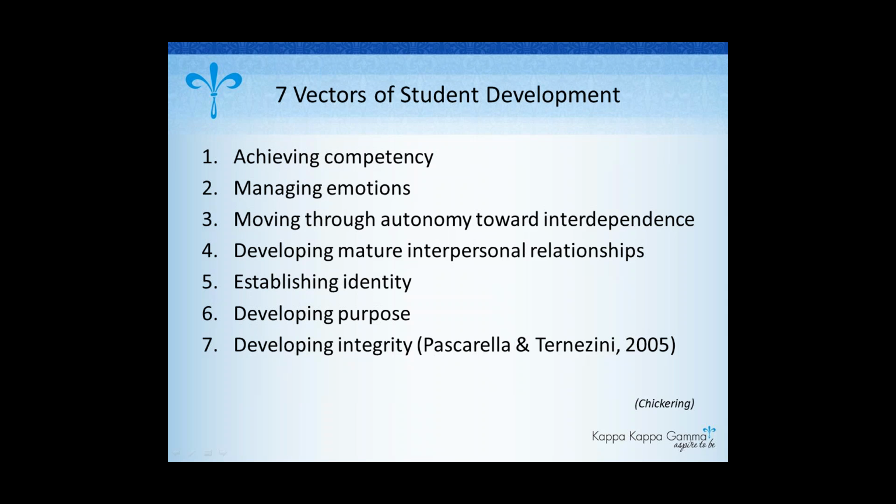Basically, those 7 vectors help in developing the students that you're working with toward success and their identity, through meeting their emotional needs, their social needs, their cognitive needs, etc. So I won't put you to sleep, so we'll just move on.